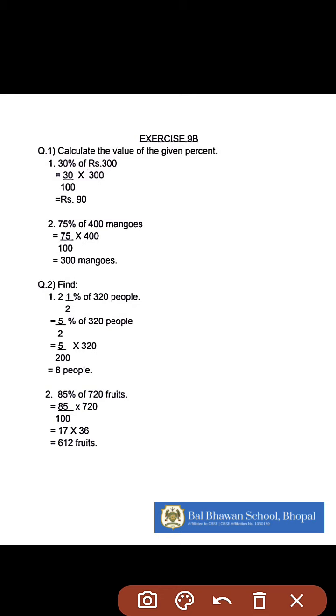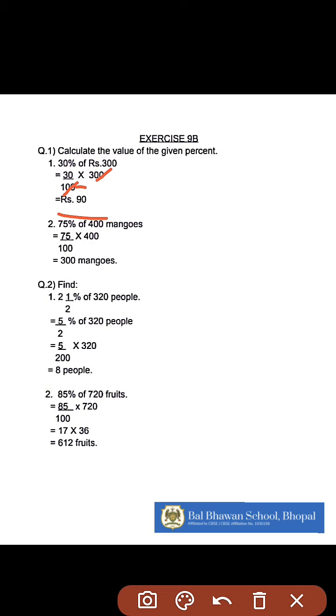This will be equal to 30 upon 100. Then children, we all know that of is nothing but multiplication. So this of operator will change to multiplication. And then 300 will come as it is. Now here, this 300 has two zeros, whereas the 100 in the denominator also has two zeros. So we can cancel the two zeros in the numerator and the denominator. So we are left with 3 into 30, that is rupees 90.